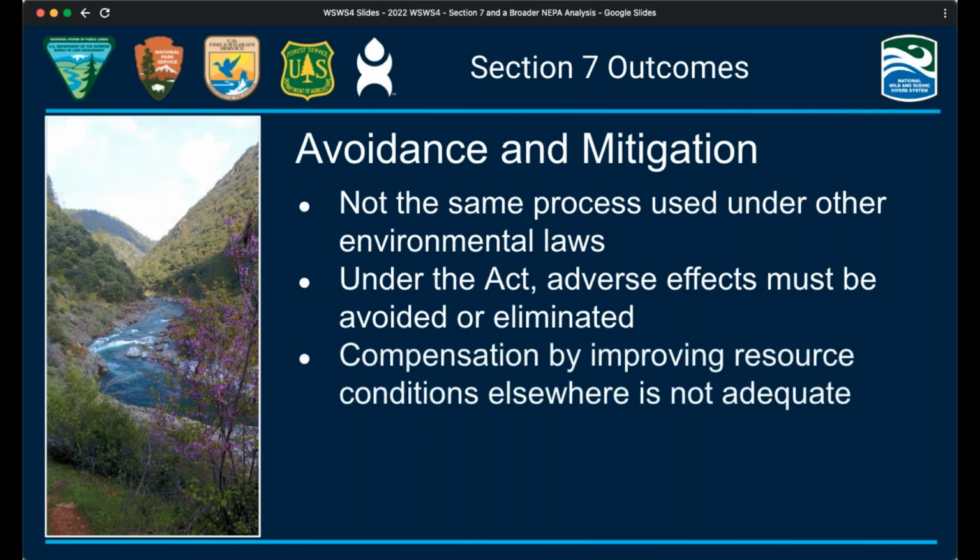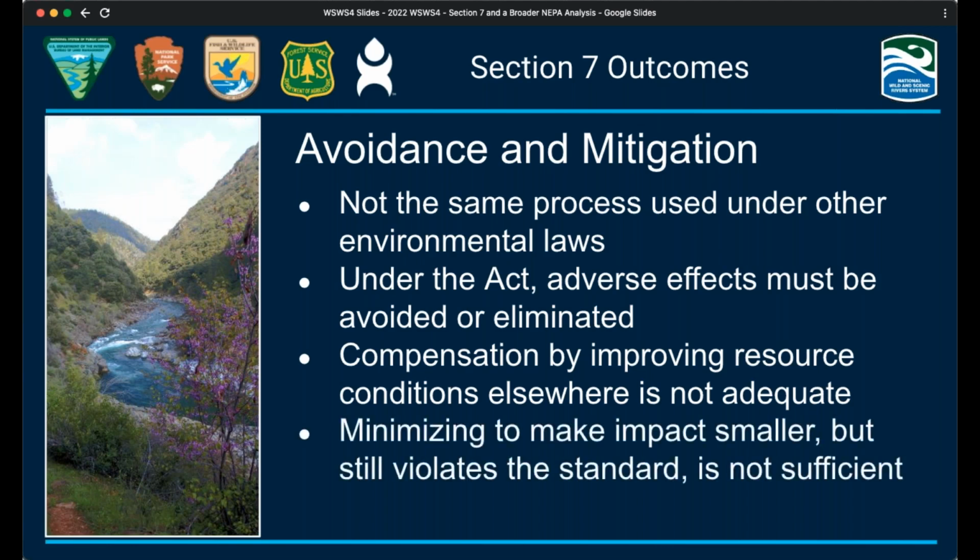Compensatory and off-site mitigation measures are not acceptable solutions under Section 7. The Act does not provide for balancing of impacts between various river values, such as improving water quality to compensate for impacts to free flow or ORVs. Minimizing to make impacts smaller, but still violating the standard, is insufficient. However, minimizing impacts below the evaluation threshold is permissible.